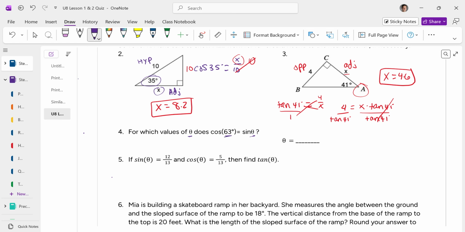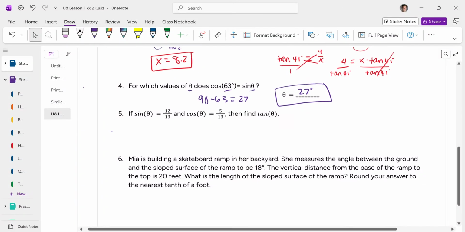So I know one of them is 63. We can do 90 minus 63, and we're going to get 27 degrees. So the only way this is true is if that other angle is 27 degrees, making those two angles add to 90. Let's look at 5 here.